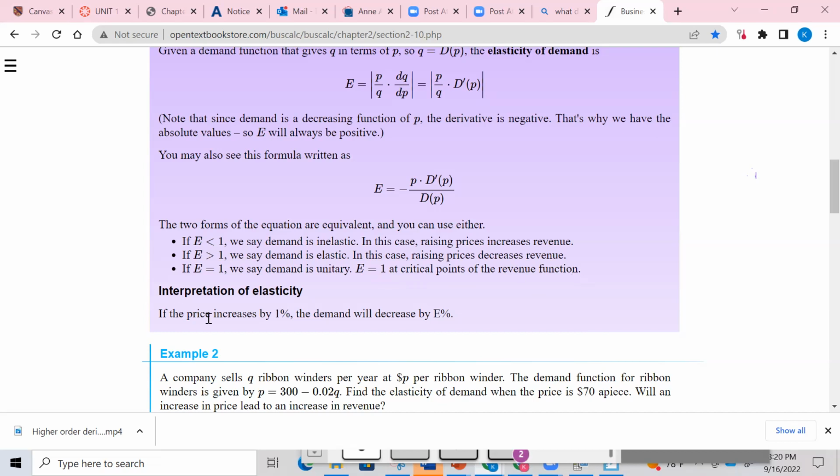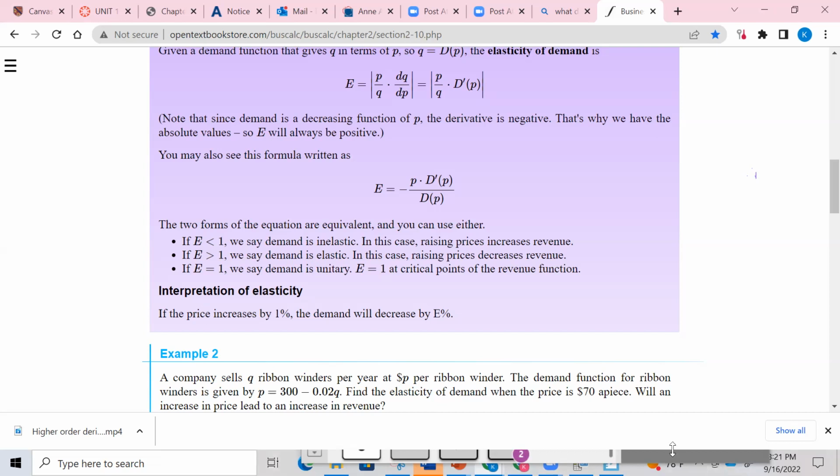Okay, and how we interpret it is we say if the price increases by 1%, the demand will decrease by E%. So we're always looking at the price increasing by 1%, and then this formula gives us the percent change in the elasticity. And again, it's always decreasing because it's technically a negative number, but we just make it positive because economists prefer to deal with positive numbers.